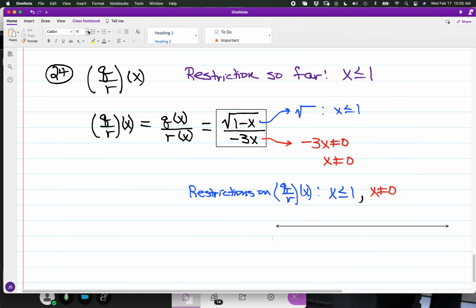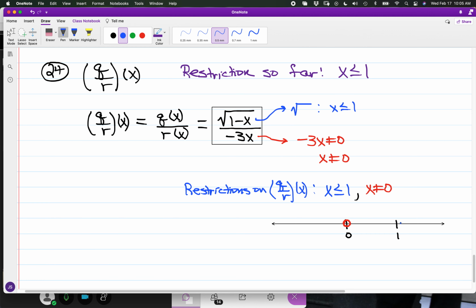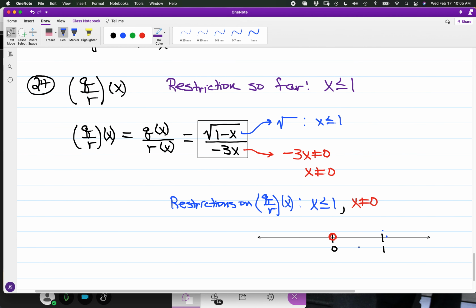So we have the numbers involved, 0 and 1. In terms of the individual exclusion, X cannot be equal to 0, so you can just graph a hole on 0. Now for X is less than or equal to 1, 1 is going to be included. Now for less than or equal to, 1 is included, and we're going to have a ray that is going to go to the left.